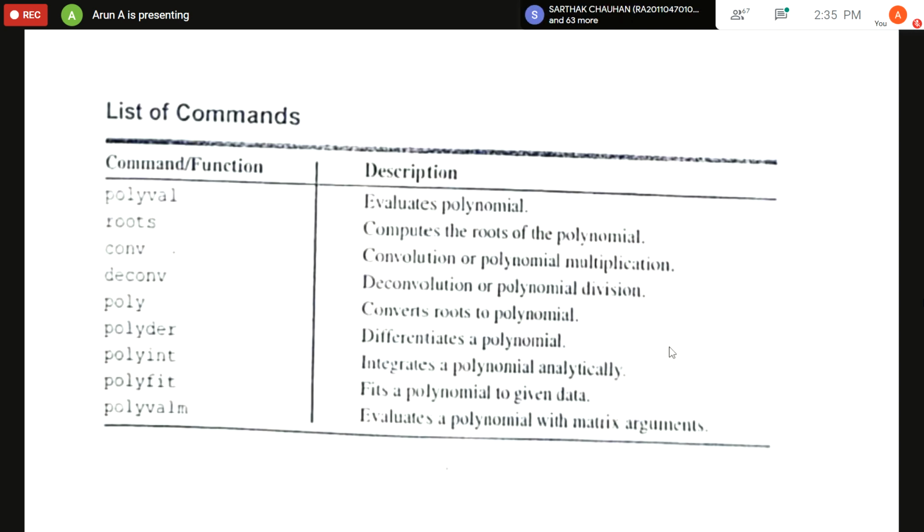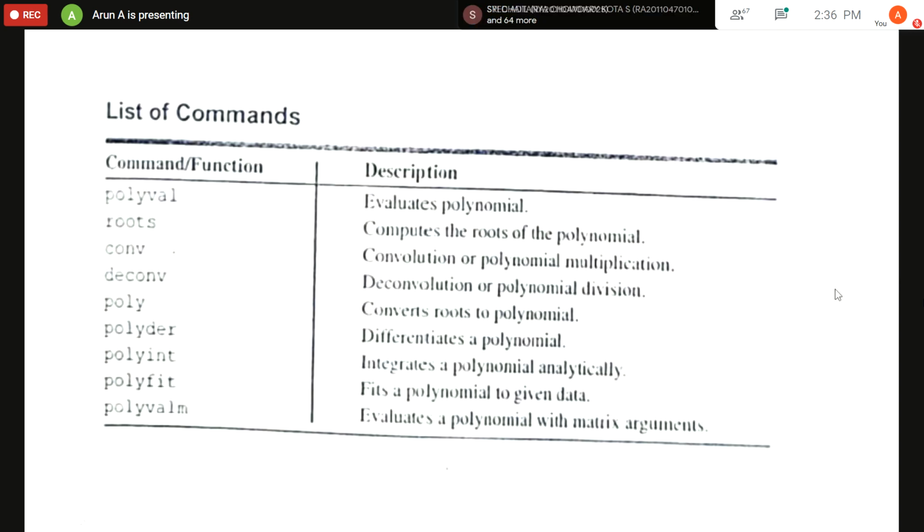polyder. Okay, it differentiates a polynomial. This is used for differentiation. polyint is for integration. It integrates a polynomial analytically to the given data. And polyvalm evaluates a polynomial with matrix argument. To speak on the polynomial topic, these are the different commands.